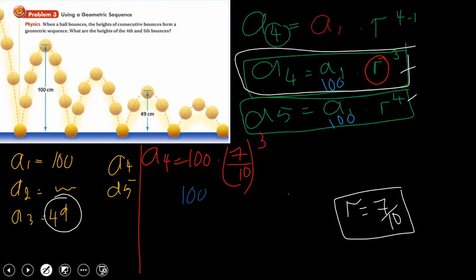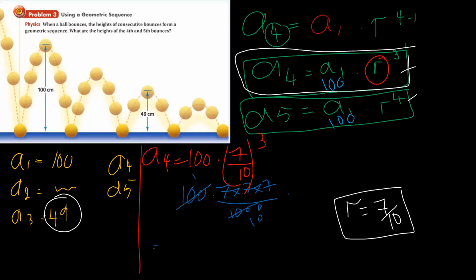100 times 7 times 7 times 7 over 1000. And then 7 times 7 times 7 is 343. Divide by 10, so it will be 34.3. This will be for a sub 4.